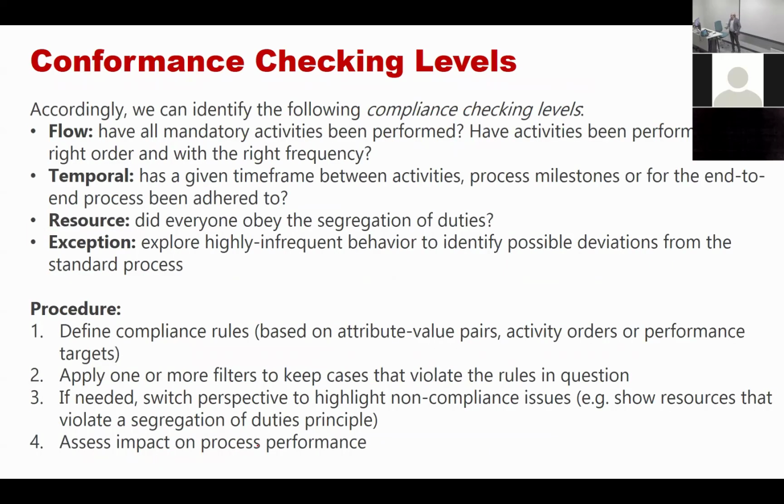In line with the above, I usually recommend to split your rule-based conformance checking into 3 levels. First, you check at the flow level, then you check at the temporal level. That's where you catch SLA violations or performance violations. And then you check at the resource level. And then to see if you missed anything, you do a bit of an exception analysis to see if there are some exceptions to your rules.